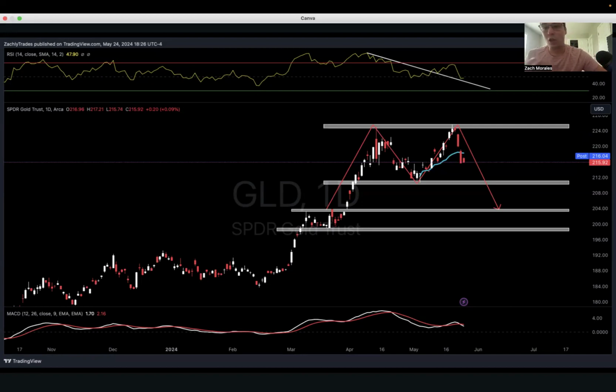Remember, at the end of the day, gold is in a bull market right now. The stock market's in a bull market right now. Right. And in bull markets, you tend to see bearish patterns fail. Right. That's just a fact. That's just a statistic. Just like in a bear market, you tend to see bullish patterns fail.